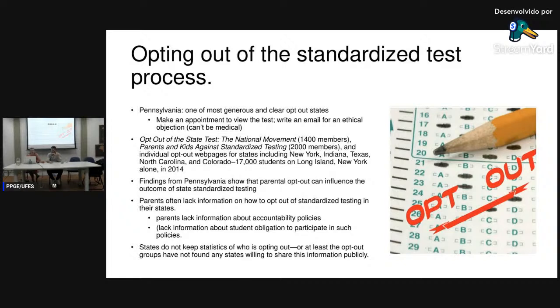Yeah. So why do you think that, I'll ask the crowd, why do you think that parents may not want their children to take the test from either the conservative or the progressive side?